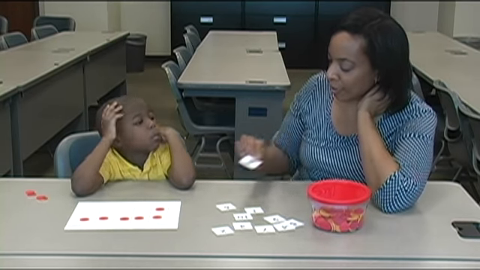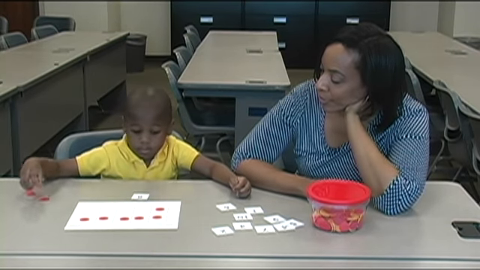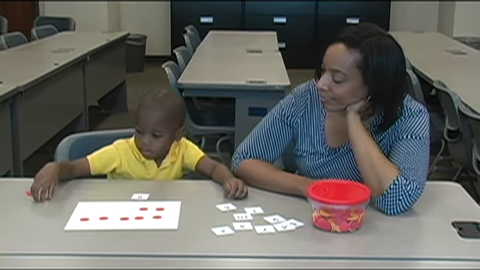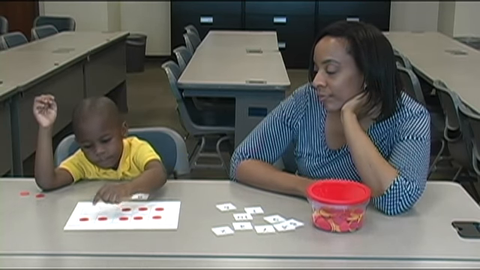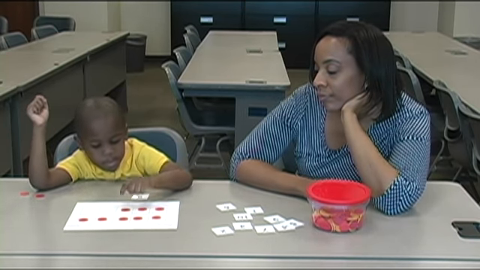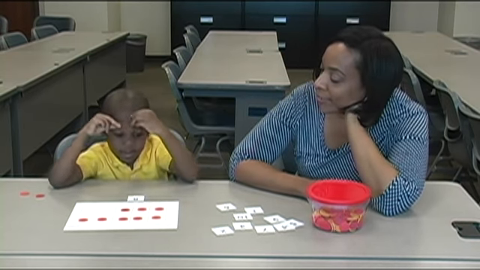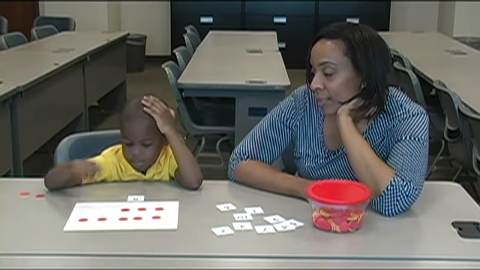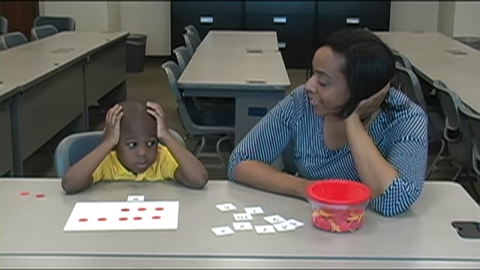Looks like I only have 1 number left. What number is that? 8. So how can we use the 10 frames to make 8? Let me count it out. 1, 2, 3, 4, 5, 6, 7, 8. So we made 8 because that was the number you made. And we don't need the last 2, right? Did we need 2 rows? We didn't need 9 and 10. You didn't need to put a piece where we would have said 9 and 10 because we only needed 8.